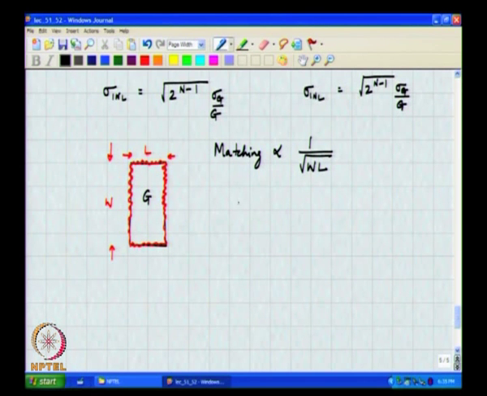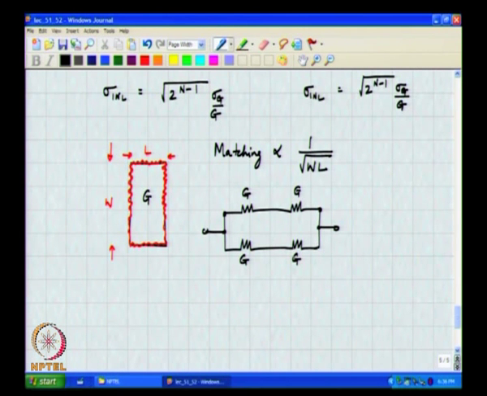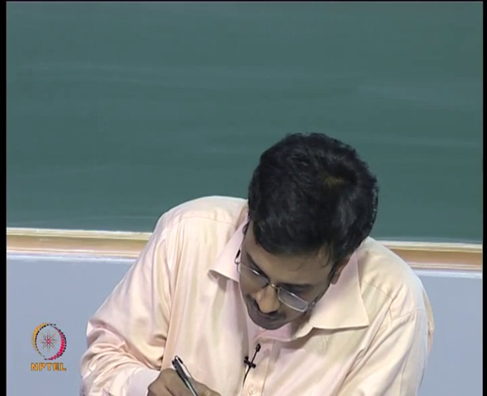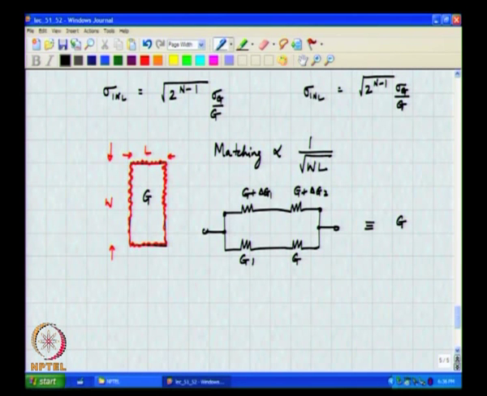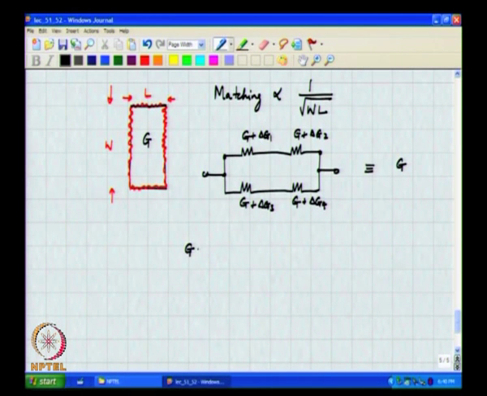One more way of looking at it is to say that if I took 4 identical conductances and connected them up like this, G, G, G and G, what is the conductance now? This is equivalent to a single conductance G. However, what can you say about the variance of this composite conductance? Say this is delta G1, this is delta G2, delta G3 and delta G4. The conductance of the top branch is G plus delta G1 into G plus delta G2 divided by 2G plus delta G1 plus delta G2.